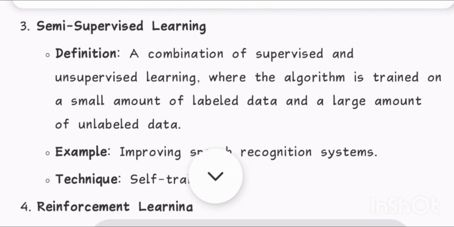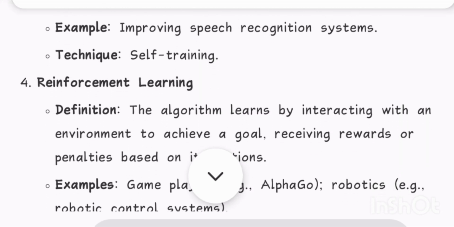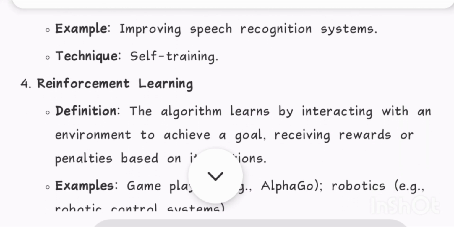3. Semi-supervised learning. Definition: a combination of supervised and unsupervised learning where the algorithm is trained on a small amount of labeled data and a large amount of unlabeled data. Example: improving speech recognition systems. Technique: self-training.